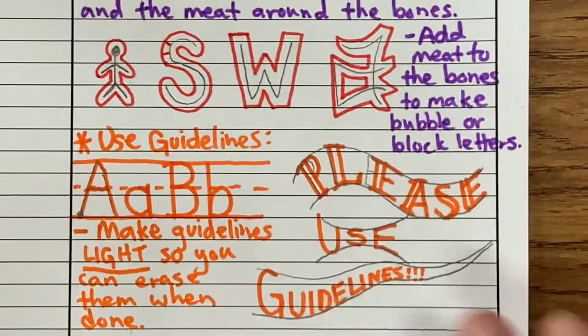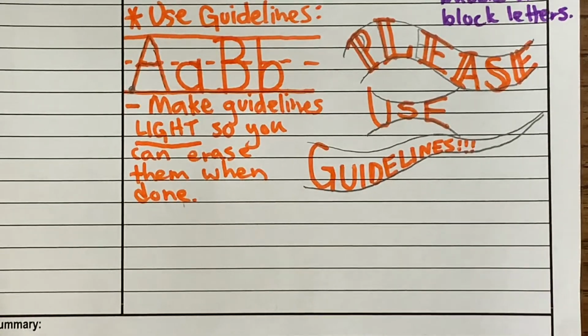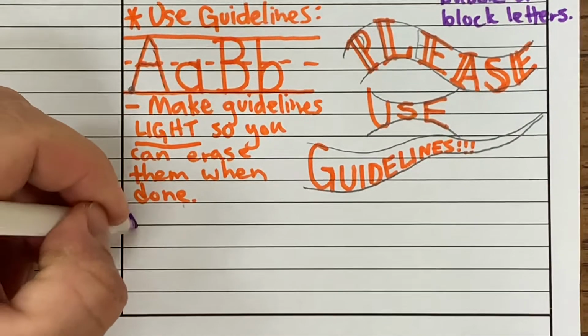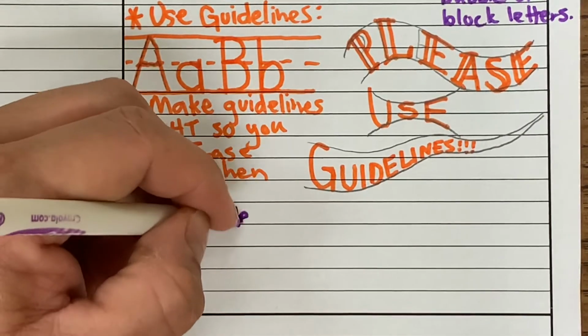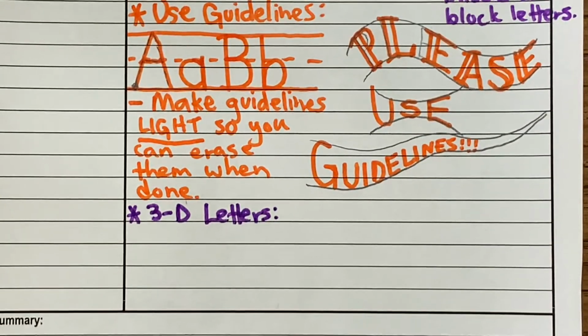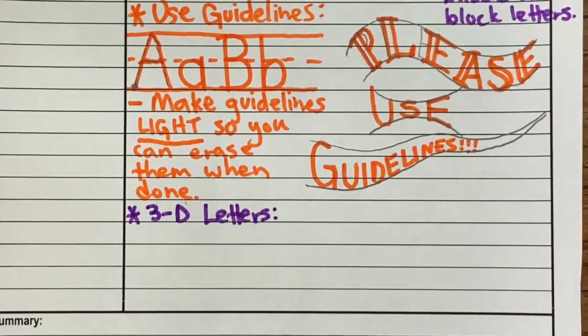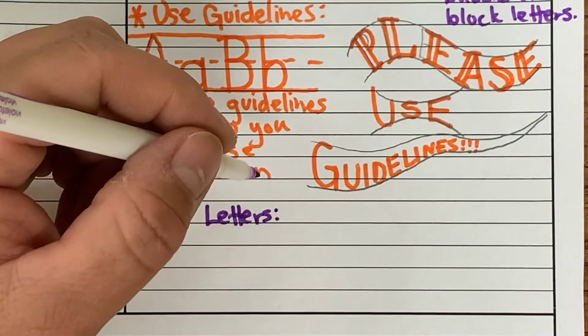Okay, so that's guidelines. All right, I'm gonna move up my paper a little bit. The last thing we want to talk about for this set of notes is 3D letters. When you make 3D letters, if you can make a regular bubble or block letter or any type of bold letter, then you can add a 3D effect to it. And to do that, I'm gonna see if I can explain this.